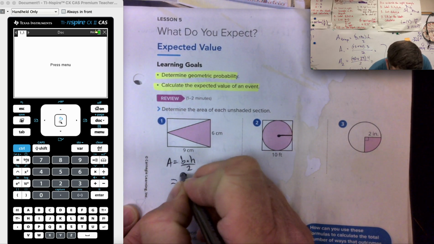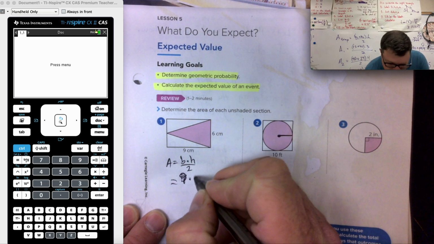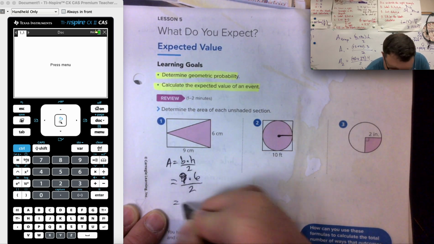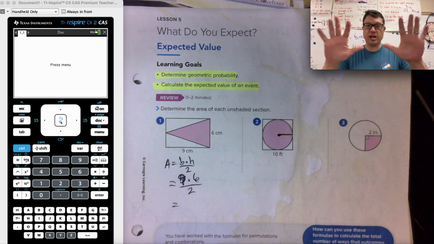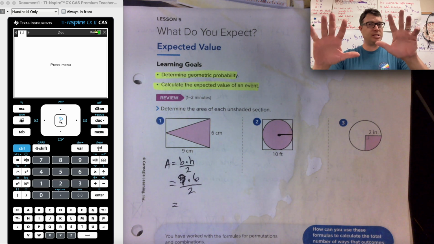Oh, I should write the 9 here instead of a B. And a height of 6, and then we divide by 2. And so 9 times 6, if you know, finger-man multiplying by 9s, especially 9 times 6, you fold down the 6th finger.